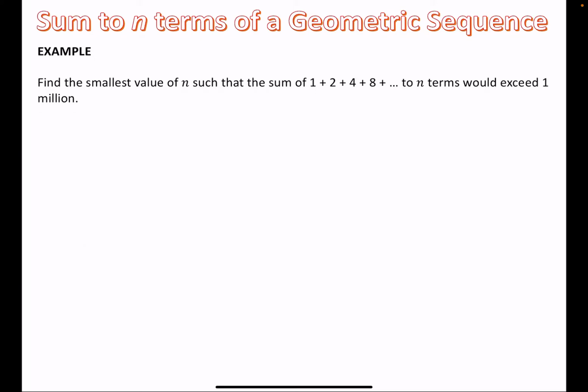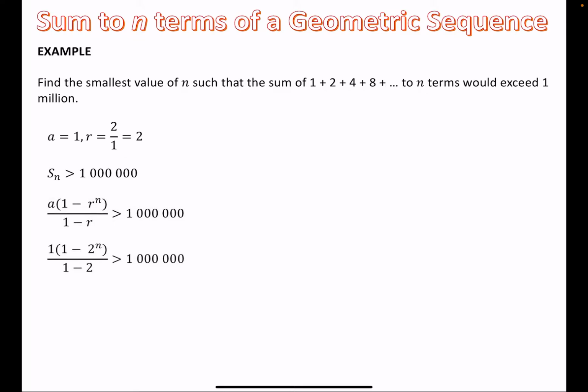For this one, find the smallest value of n such that the sum of 1 plus 2 plus, a nice easy sequence there, to n terms would exceed 1 million. Okay, so we had a similar one for the arithmetic ones. So we know the first term, we know the common ratio. We just don't know how many terms we need, but we know that the sum of those terms needs to be greater than 1 million. So we need our formula to be greater than 1 million, and then we need to shove in our numbers and then basically work it back to find out n.